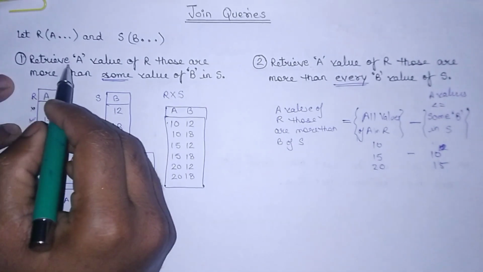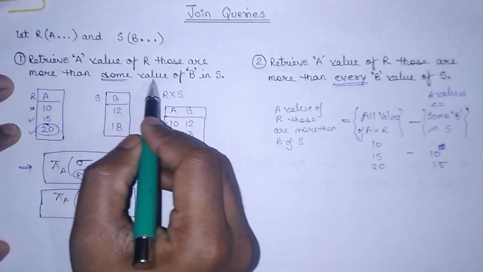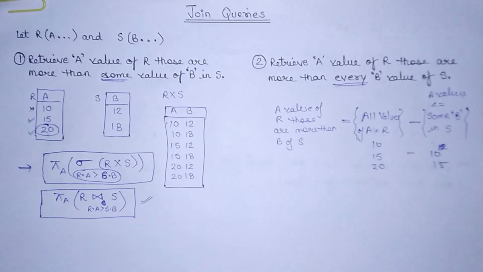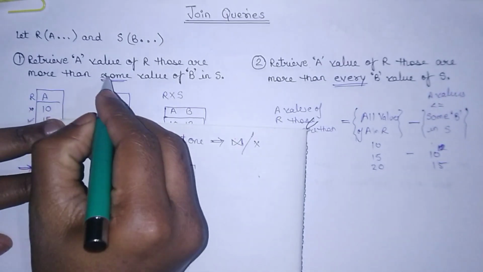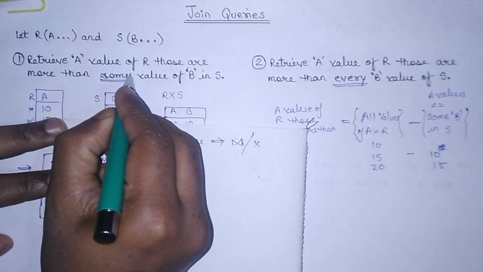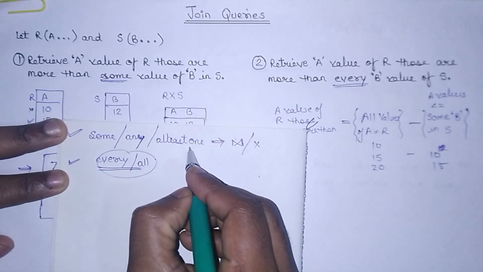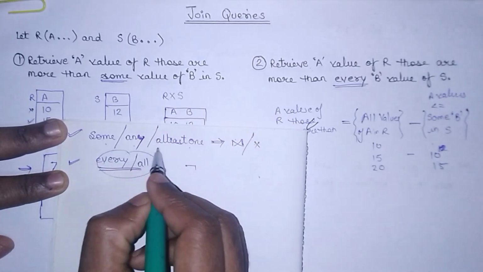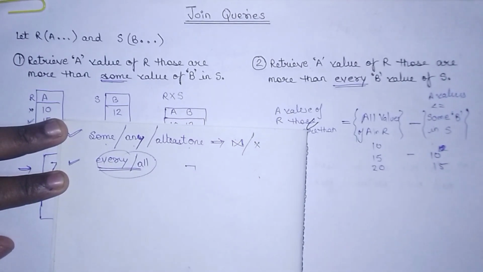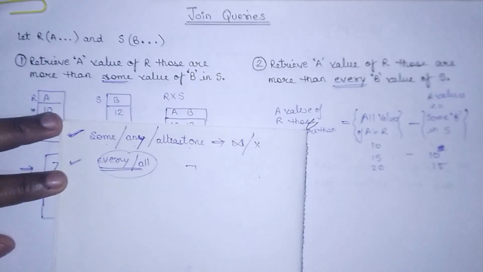In the first query, we have to retrieve the A values of R that are more than some value of B in S. Before going into detail, let me tell you one thing: if in the query you see the words some, any, or at least one, these three words are the same because they have the same meaning. That means we can directly find a query for this.